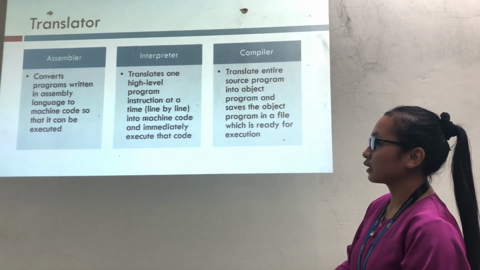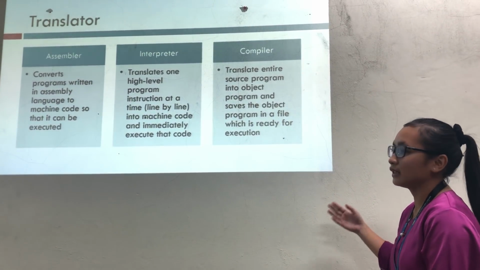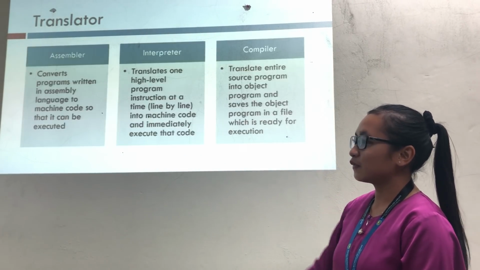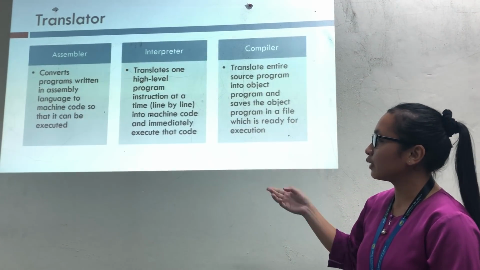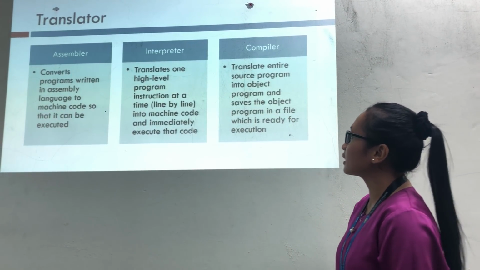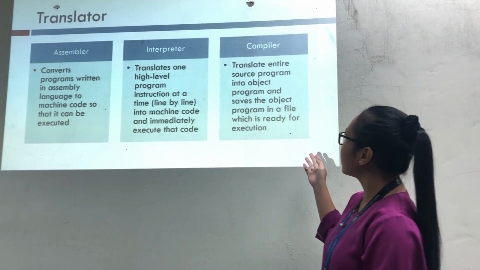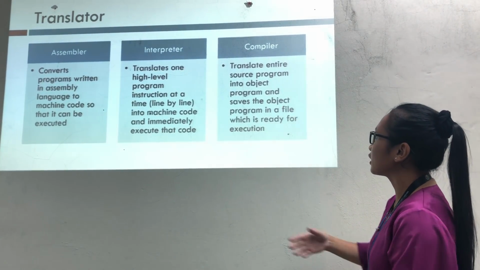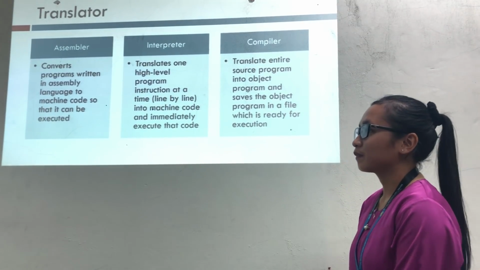And this is the comparison between assembler, interpreter, and compiler. As I stated before, assembler is from assembly language to machine code, interpreter is from high level program to machine code, and compiler is completely translate entire source program into object program and save the object in a file.